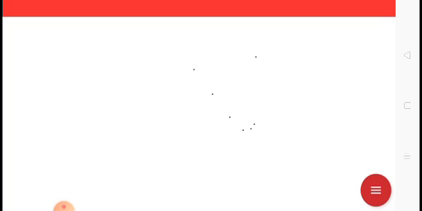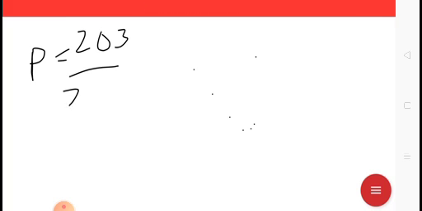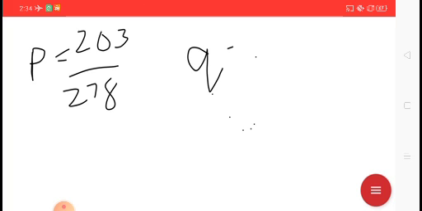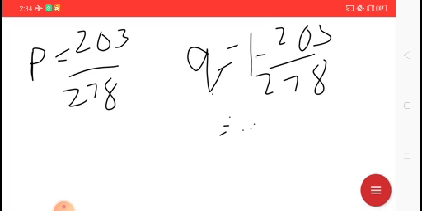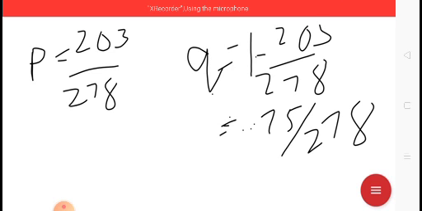So your P will be equal to 203 over 278. Okay, and you may use the exact value in the calculation, right? So your Q will be equal to 1 minus 203 over 278, or as simple as 75 over 278. So if you can simplify, do so; if not, then you may use the exact value for the calculation purpose.